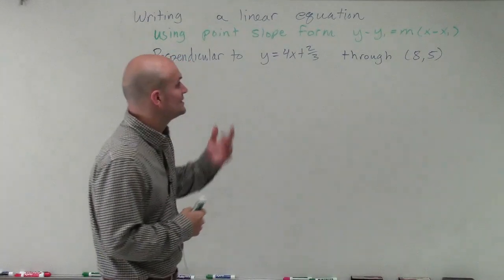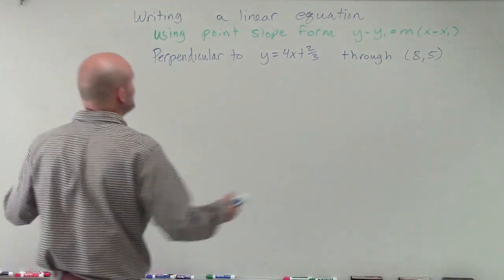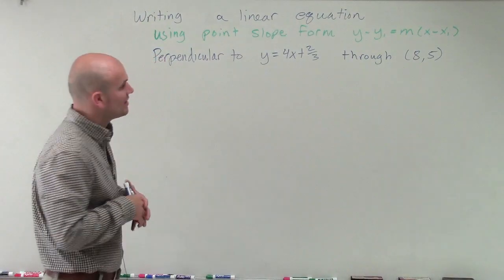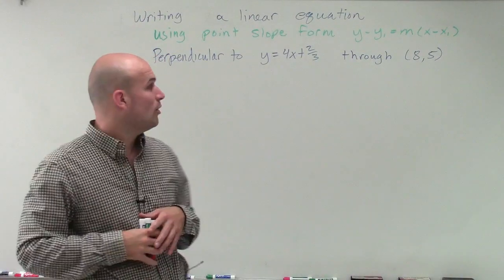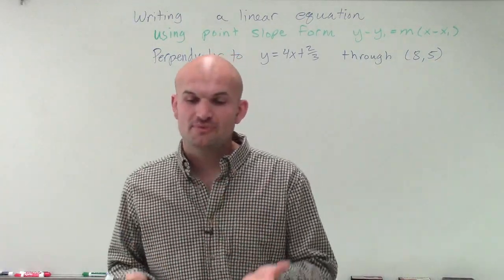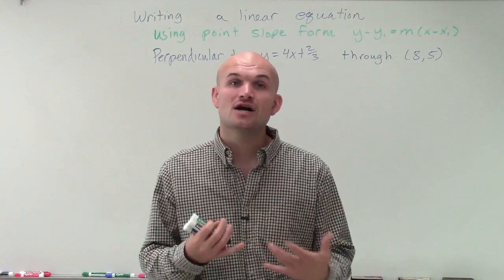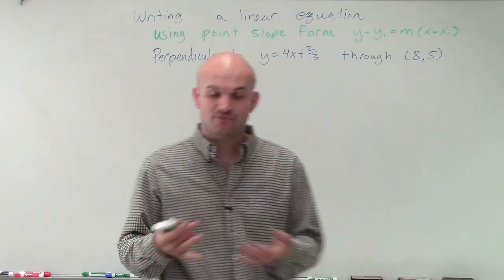Welcome. So what I'd like to do is show you how to graph a line, or write an equation of a line that's going to be perpendicular to our equation y equals 4x plus 2/3. That's going to go through the point (8, 5). Now remember, when we're talking about perpendicular lines, there's a couple things that we know about perpendicular lines. One, they intersect at a 90-degree angle, and also their slopes are what we call opposite reciprocals.